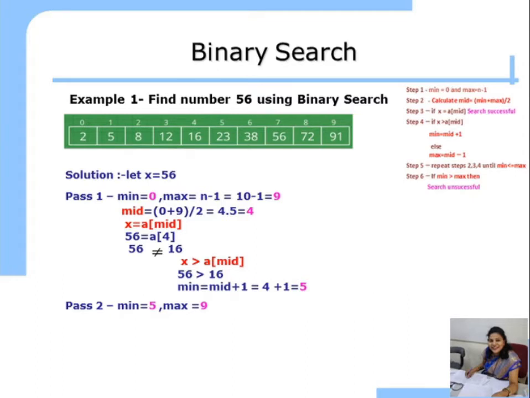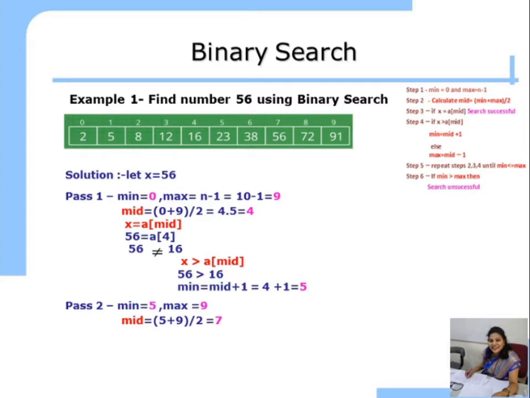So now in pass 2 we again have two boundaries, minimum 5, maximum 9. Again we calculate the mid. Mid is what? Min plus max by 2, that is 5 plus 9 by 2. It will be 14 by 2, it will be 7.